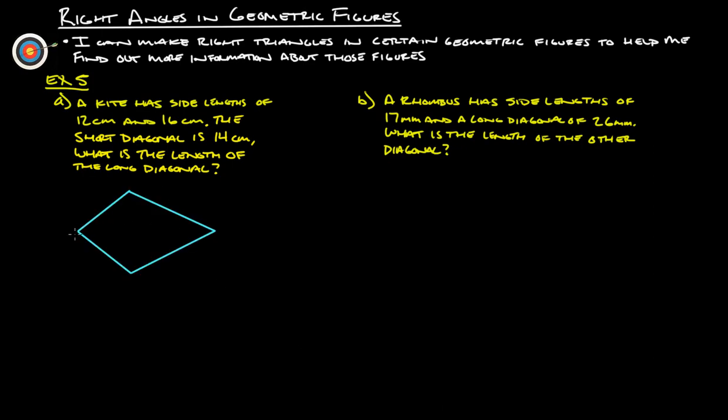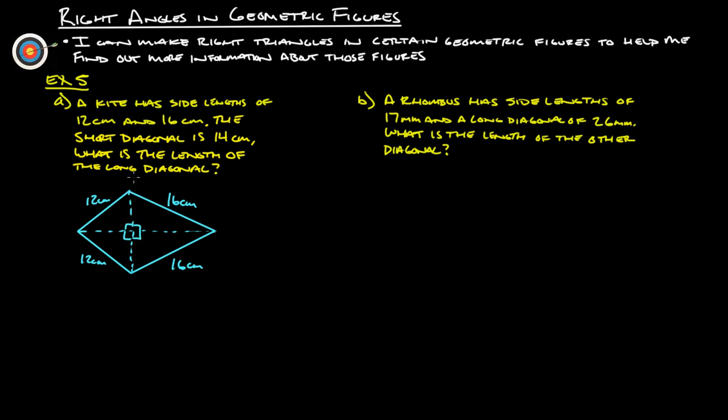So there's my best attempt at a kite. It's got side lengths of 12 and 16. So that means these longer ones here are 16 centimeters, and these short ones here are going to be 12 centimeters. And it's got the two diagonals in here. We're trying to figure out what this long diagonal is, but we also know that this short diagonal is 14 centimeters. So we know that all of these are right angles here.